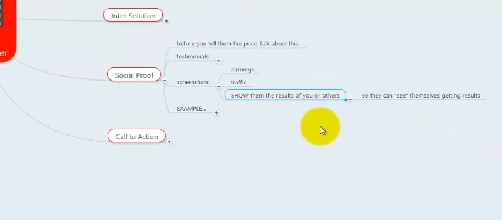And these can be results of you or of your customers. And what we're trying to do here is we're trying to get them seeing these kind of results as being possible for them, because if it worked for you or if it worked for others, it can also work for them.